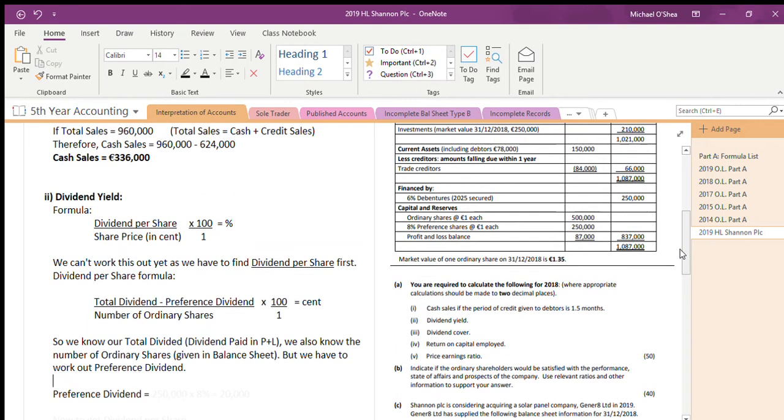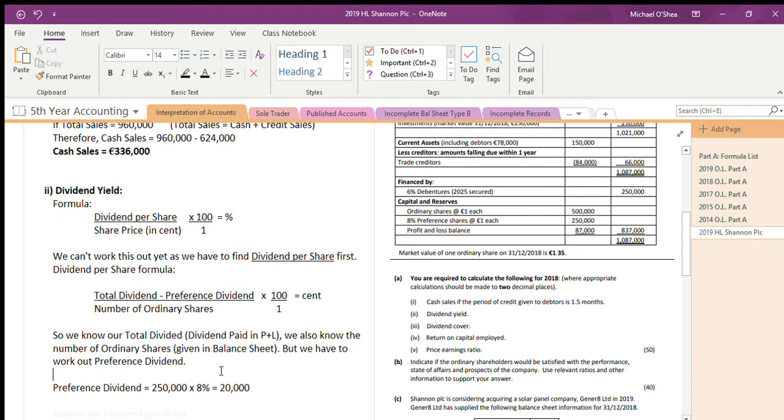Well, I know there's been issued 250,000 preference shares, and if I multiply that by the 8% return, I can find out how much my preference dividend is. The formula for this isn't listed up here because it's given in other questions. There's plenty of other questions in accounting where you have to find the preference dividend, published accounts being one of them. So it would be the preference shares multiplied by the percent return. 250,000 by 8% is equal to 20,000. That's my preference dividend.